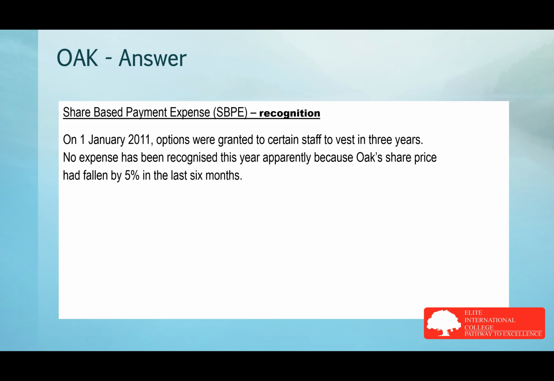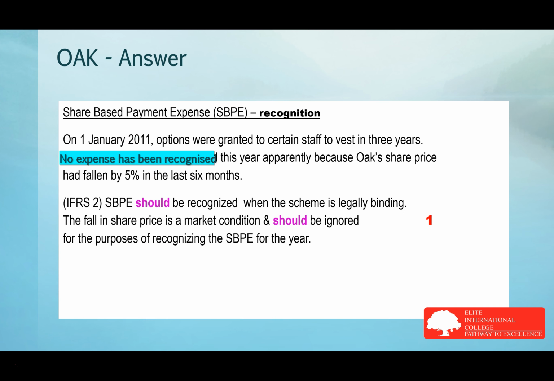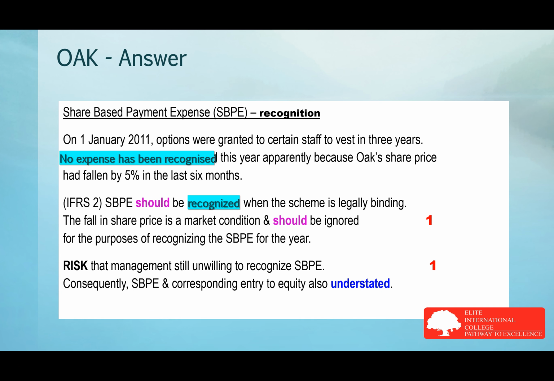So what does IFRS 2 say about recognition? It says, share-based payment expense should be recognized when the scheme is legally binding. The fall in share price is a market condition and should be ignored for the purposes of recognizing the share-based payment expense for the year. Next, go on to state the risk. Risk that management still unwilling to recognize the share-based payment expense, and consequently the impact on the financial statements would be that the share-based payment expense and the corresponding entry to equity is also understated.